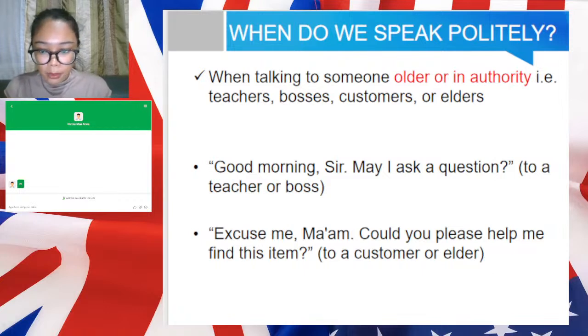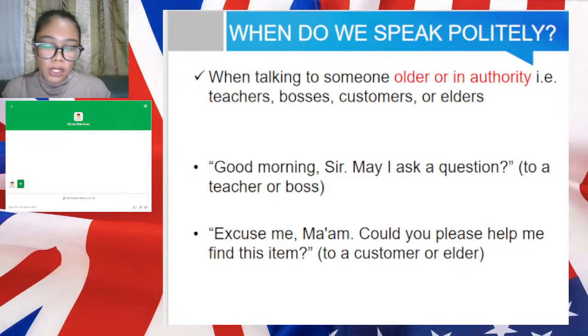Here's another example. "Excuse me, ma'am. Could you please help me find this item?" This could be something you would say to a customer or an older person. Again, it's formal, polite, and uses soft, respectful sounds. The words "excuse me" and "could you please" make the request gentle and kind.